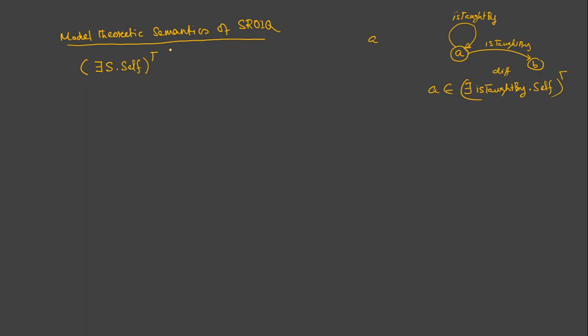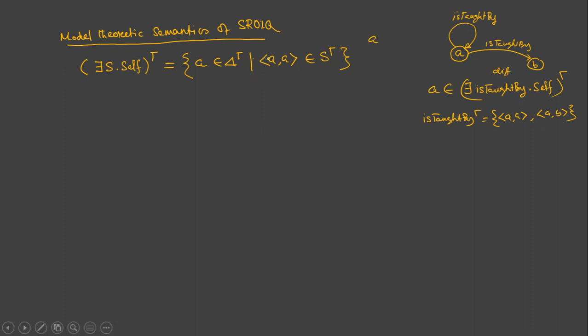Let us now formalize this in a set theoretic notion. It will be the set of all individuals A such that A belongs to the interpretation of S. Here, for is taught by, the interpretation of is taught by has these ordered pairs in the set: AA and AB. So there exists at least one.